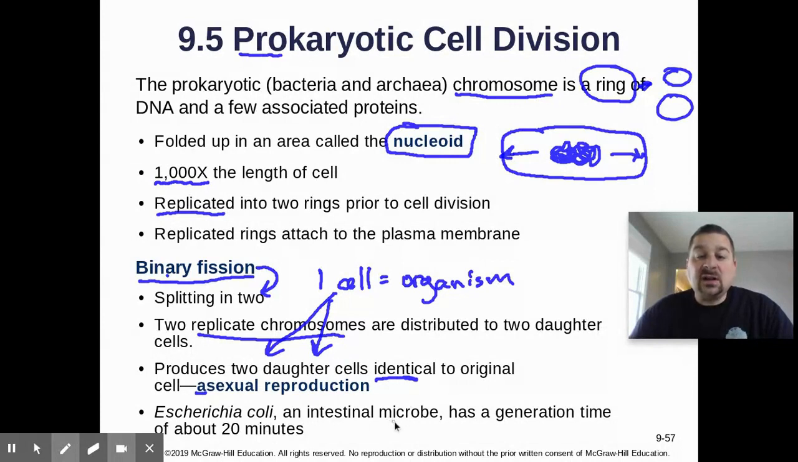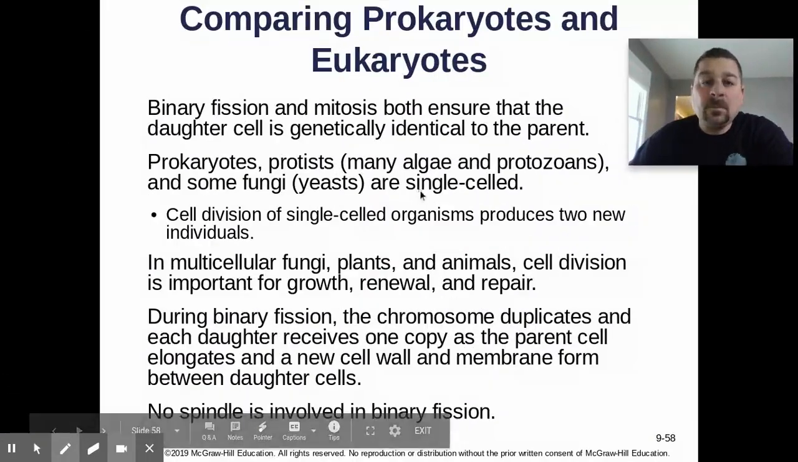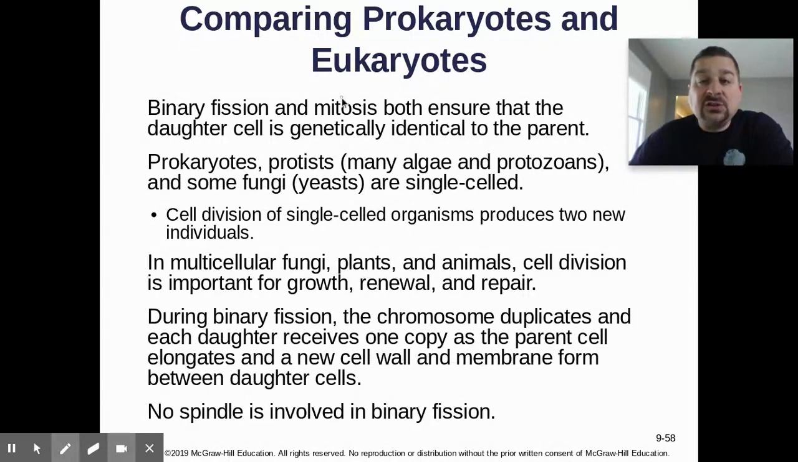E. coli, which lives in our gut, has a generation of about 20 minutes under ideal conditions, so enough nutrients and everything. So in 7 hours, you're talking well over 1 million E. coli. Just starting with one E. coli bacteria, in 7 hours you can have over 1 million of them under ideal conditions, assuming that they're dividing every 20 minutes. So that's a pretty impressive division rate. Binary fission ensures that the daughter cell is genetically identical to the parent.